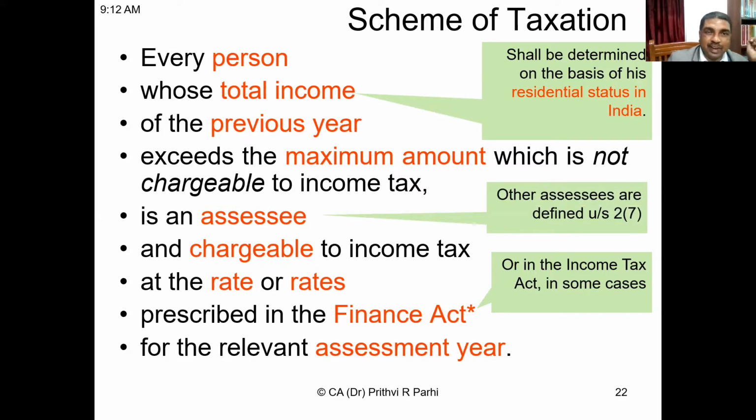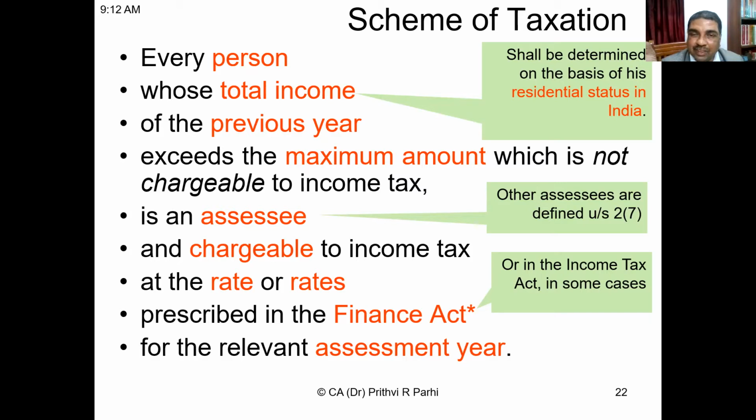Now, one more thing I'll be telling you. I told you that if the person's total income exceeds the maximum amount which is not chargeable to tax, we'll call that person an assessee. But the exact definition of assessee is not that. The exact definition of assessee is something beyond that, which we'll be learning when we learn section 2, clause 7. At that point of time, we'll understand the meaning of assessee.